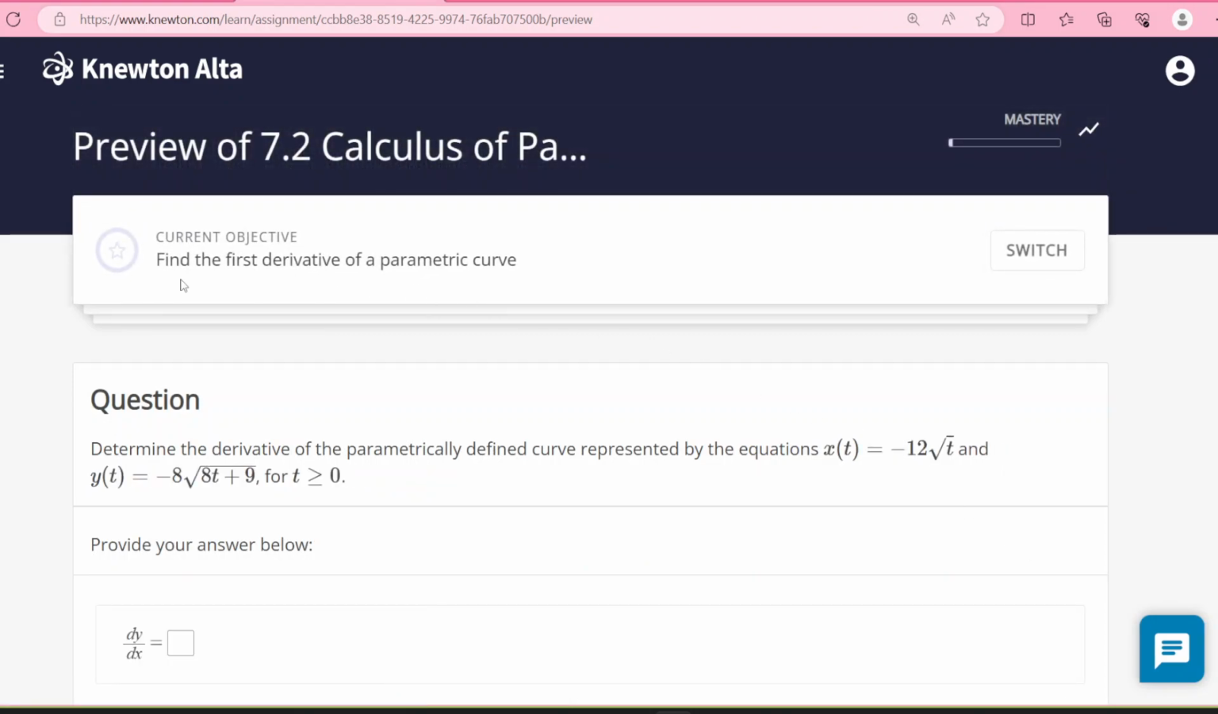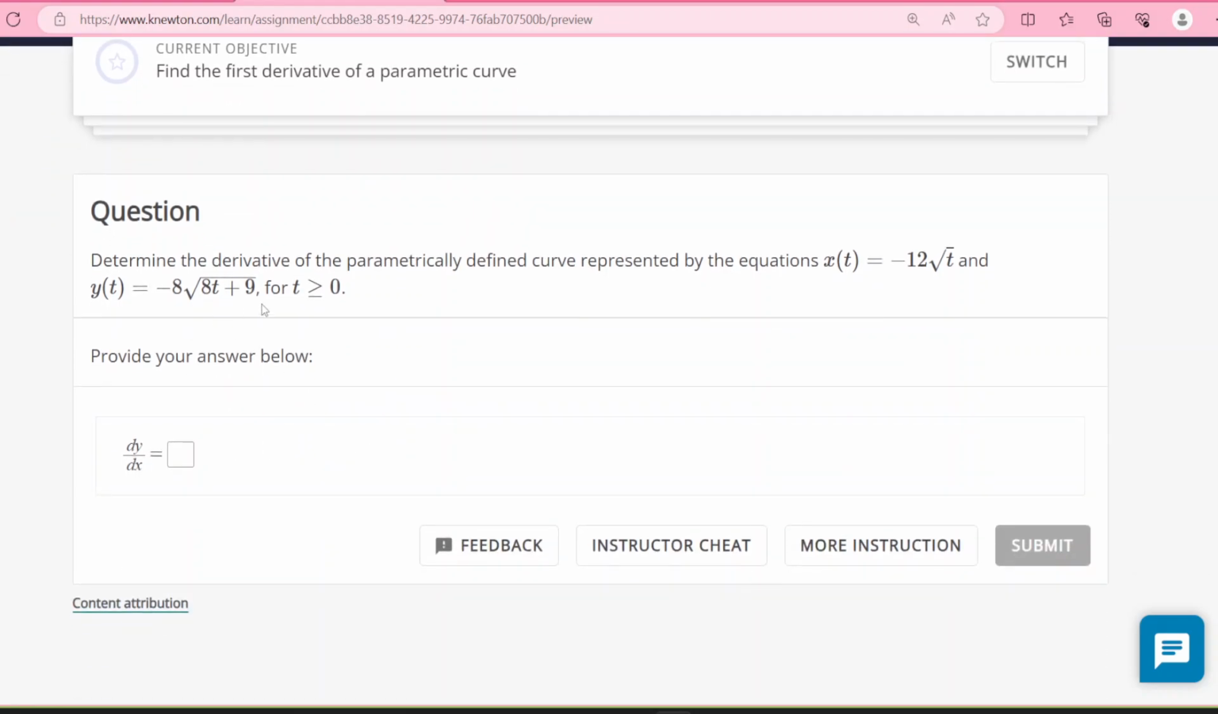All right, so now we're finding the first derivative. I've already shown you this many times, right? You have to find the first derivative on your way to the second derivative. So find the first derivative of a parametric curve. Once again, they're giving me the parametric equations for some curve, and they just want an expression, depending on the parameter t, that would give me dy/dx. That would give me y prime, the slope of the tangent line anywhere.